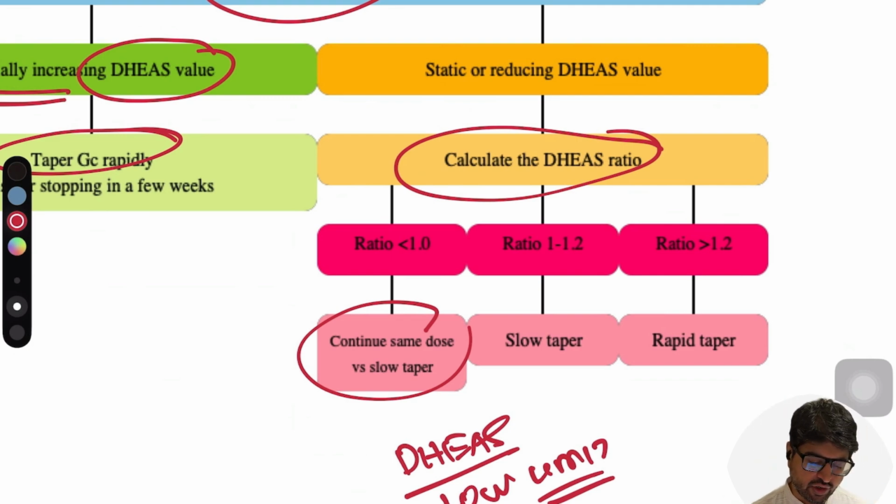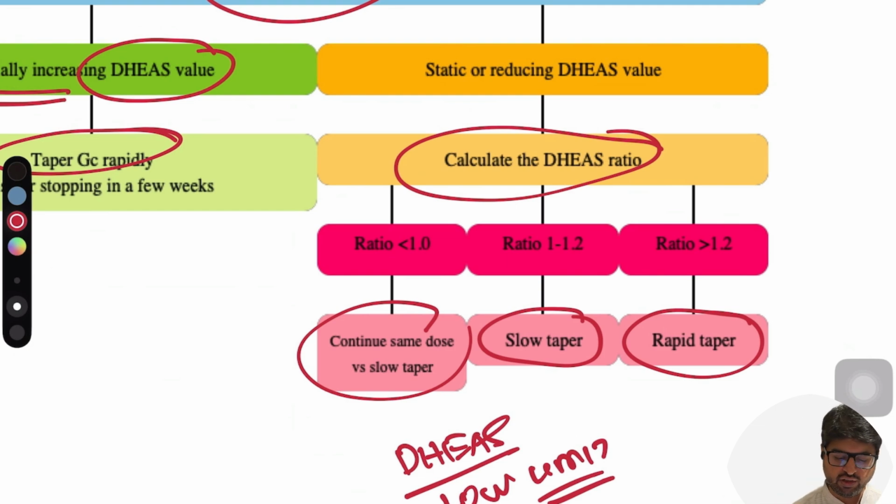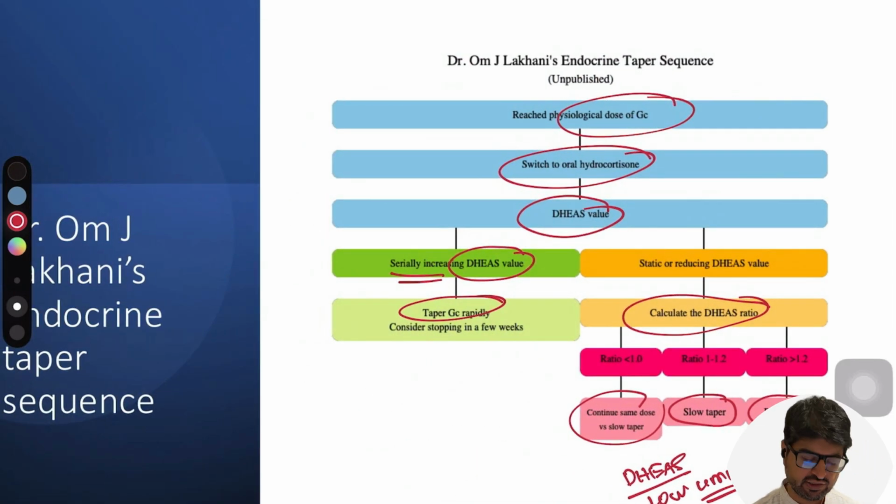So if the DHEAS ratio is less than 1, that means the DHEAS is not completely recovered, in which case you continue the same dose or do a very slow taper. When it is more than 1.2, it is quite reassuring, so you do a more rapid taper. If it is 1 to 1.2, that is where you take a slow taper as well.